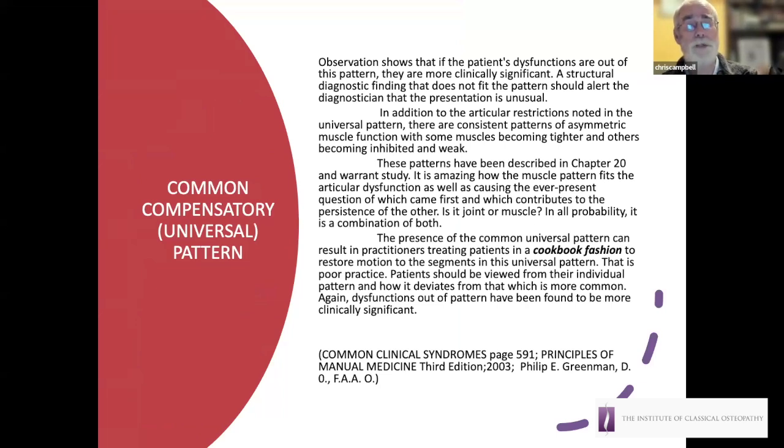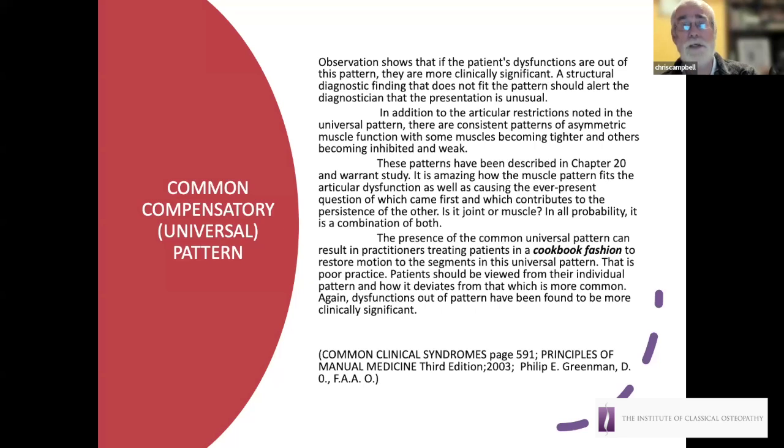But he also puts it into a bit of a context by talking about if the patient's dysfunctions are out of this pattern, they are more clinically significant. So if this is an underlying pattern, if I can use that term, if there's something out of that pattern, it's pointing to something else has happened to the spine or something else that pattern has run into. And from a functional point of view, a physiological point of view, they're more important.